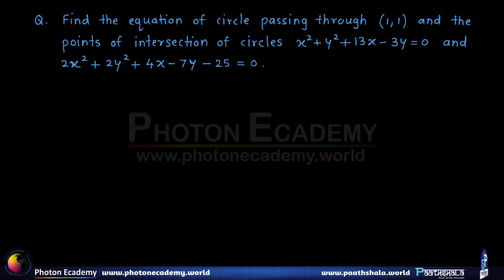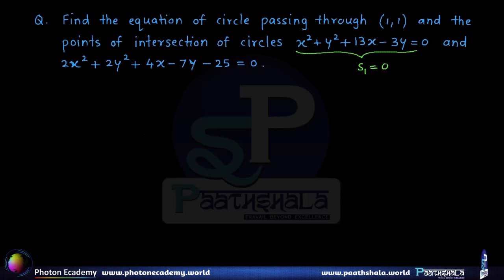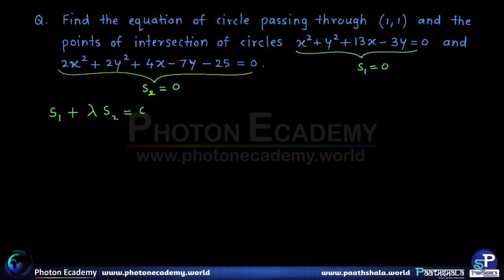Find the equation of the circle passing through the point 1, 1 and the points of intersection of the two circles as shown here. Alright. So that means we have the first circle we can denote by S1 equal to 0 and the second circle as S2 equal to 0. Now in general the equation of any member of the family of circles is given by S1 plus lambda S2 is equal to 0. So in place of S1 we substitute this particular expression, and in place of S2 we substitute the other equation, right?